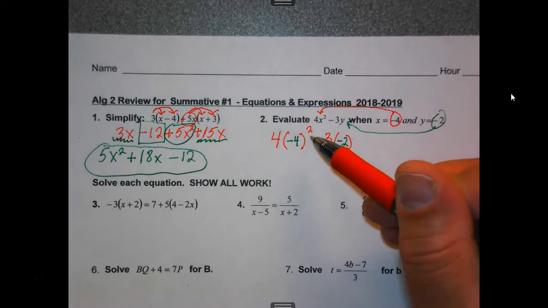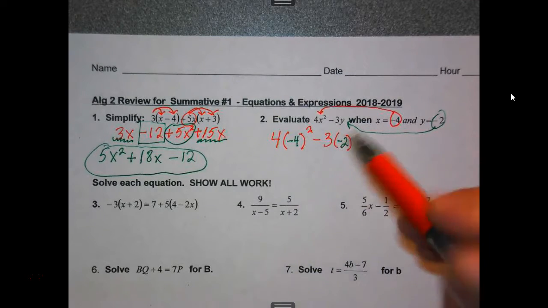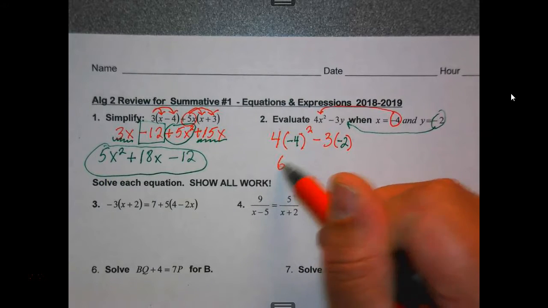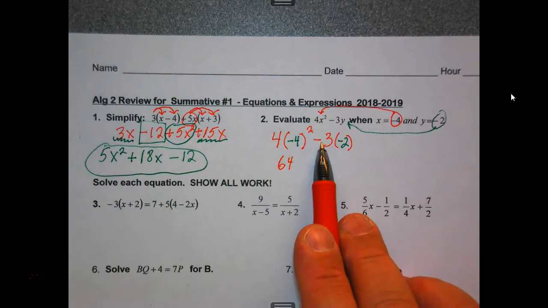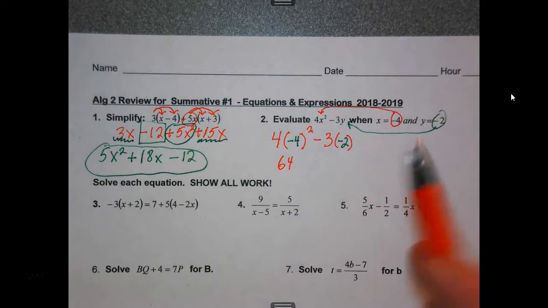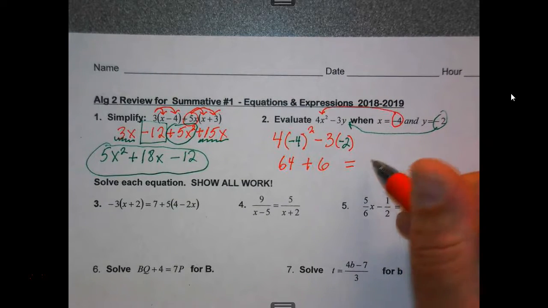PEMDAS, you got to do exponents, right? Negative 4 squared, 16. 16 times 4, 64, right? Negative 3 times negative 2, positive 6, 64 plus 6.